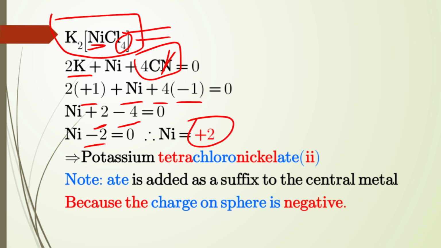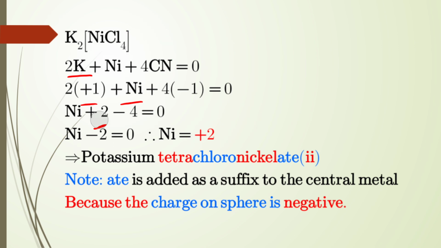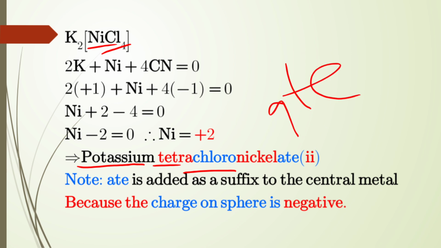So now we are going to name it. To name this, the first thing to do is to begin from the left, because the counter ion is a positive metal on the left. So we say potassium. And then our ligand is chlorine, so we say chloro. However, it has 4, so tetrachloro. Then our central metal, which is nickel. In this case, you can see we have added ate.